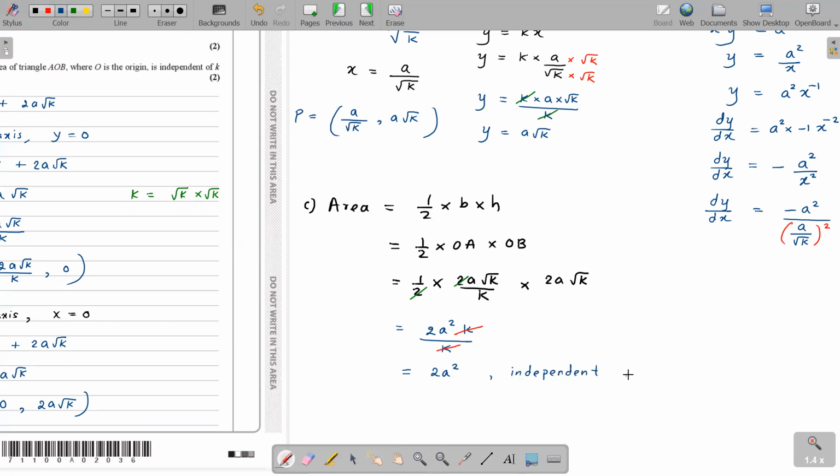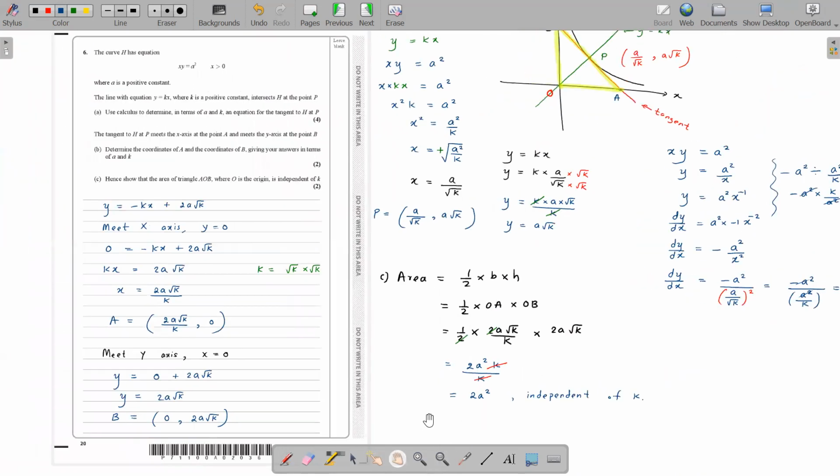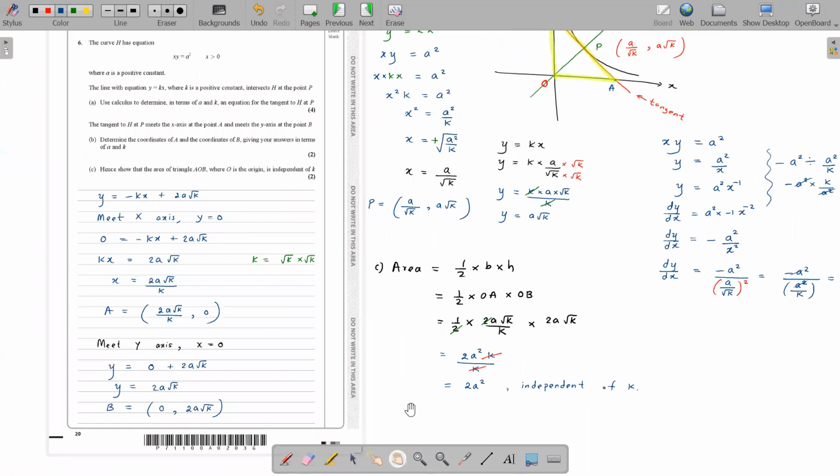They ask you to show that your area is independent of k. Independent of k means there is no k term in the area. So you can see in what I've done, hence show that the area of triangle OAB, where O is the origin, is independent of k. So that's it. There is no involvement of k in this answer. Okay, so we are done.